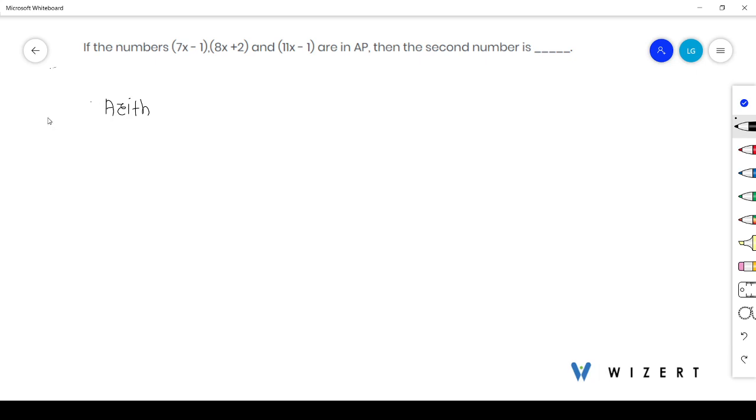So, by arithmetic mean formula, b equals a plus c by 2, where a, b, c are in AP.